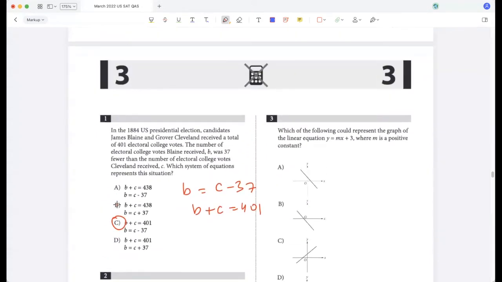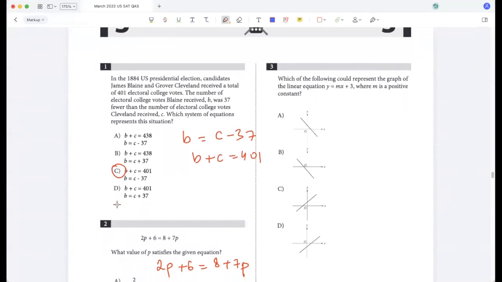Which of the following could represent the graph of the linear equation y is equal to mx plus 3, where m is positive? So if the slope is positive, it has to be a rising line, so it can't be A and B. And since the y-intercept is plus 3, it has to be C, because here the y-intercept is below the x-axis.